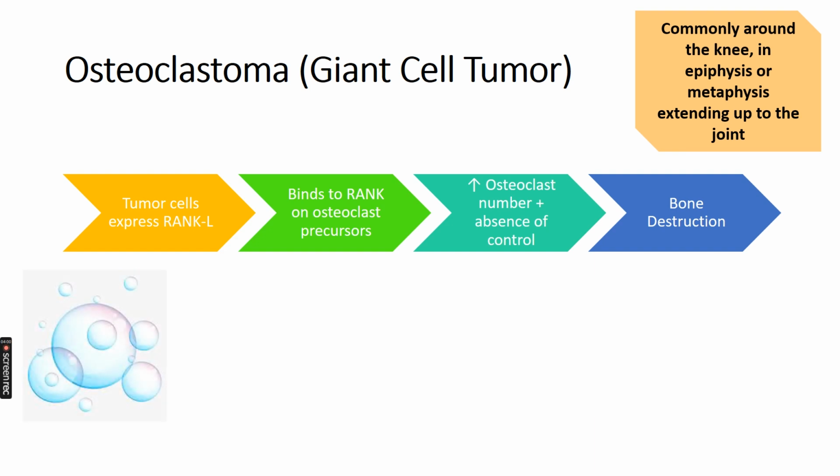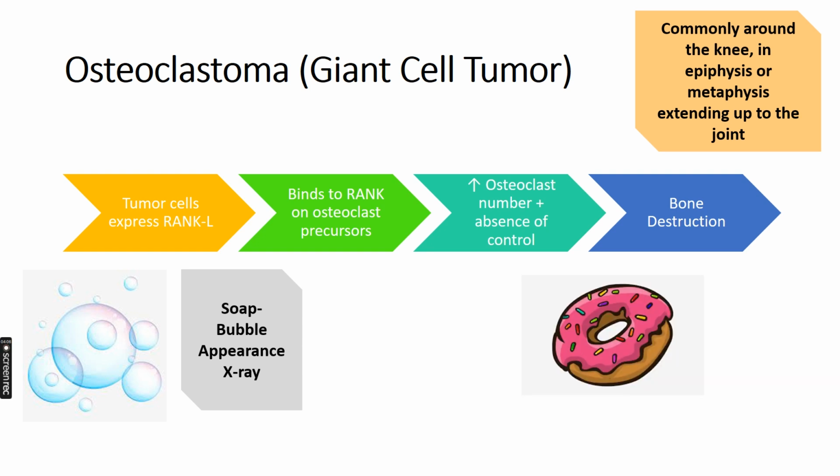First of all, soap bubble appearance, which is common in X-ray, and this is very characteristic for osteoclastoma. And we also have donut sign. Donut sign occurs in nuclear medicine. You can see there's increased uptake in the periphery and decreased uptake in the center. So we have these two classic features to differentiate osteoclastoma from any other tumor.